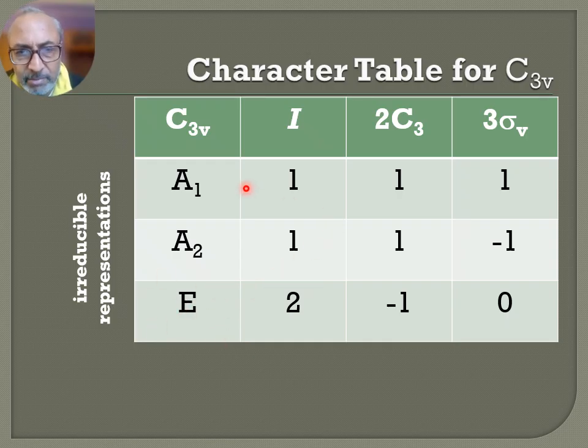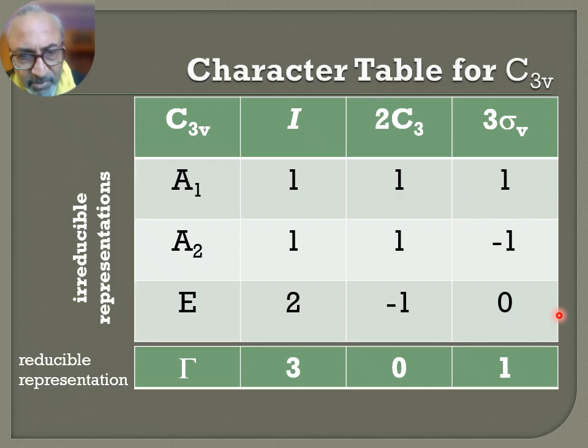And we can easily verify that these irreducible representations are orthogonal by multiplying 1 times 1 plus 2 times 1 times 1 plus 3 times 1 times minus 1, which is equal to 0. 1 times 2 plus 2 times 1 times minus 1 plus 3 times minus 1 times 0 is equal to 0, etc. The reducible representation gamma that we introduced has characters 3, 0 and 1. So it is easy to verify that gamma is equal to A1 plus E.